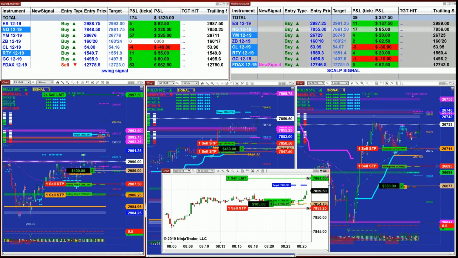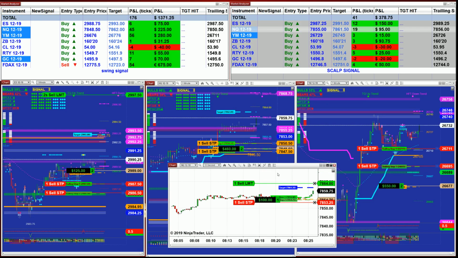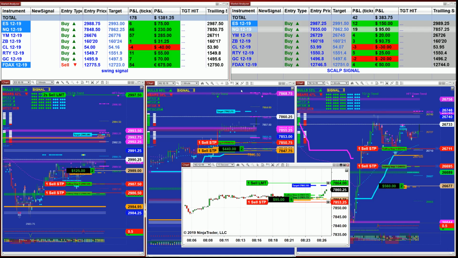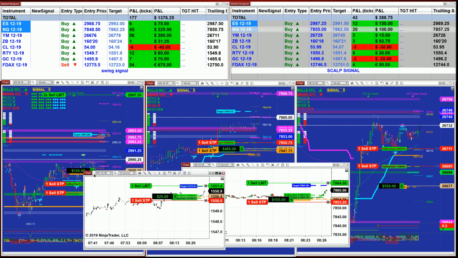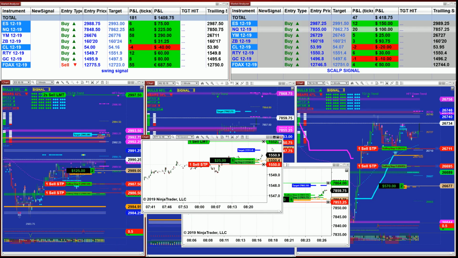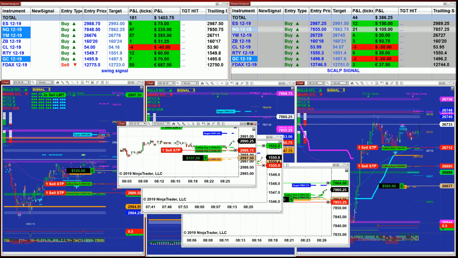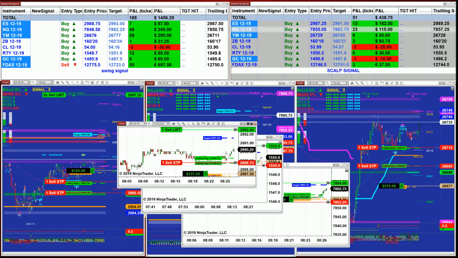On the scalping, I have increased the target. The swing trading is doing fine, so I'm not going to do anything. On the Russell, I'm going to increase the scalping a bit. And on the ES, I already did that. So that will be very good.